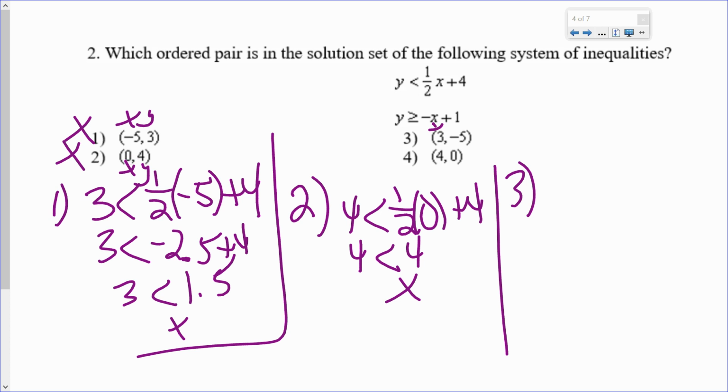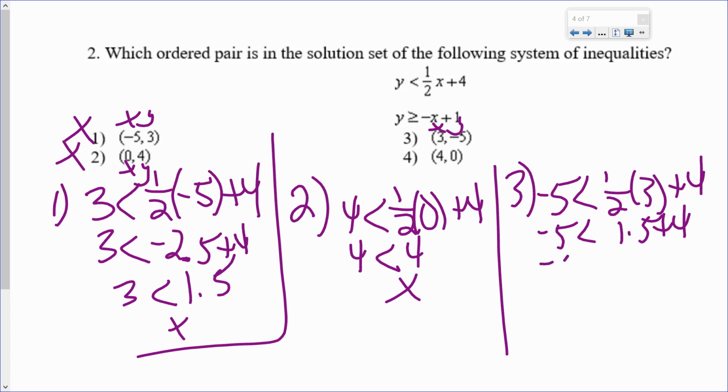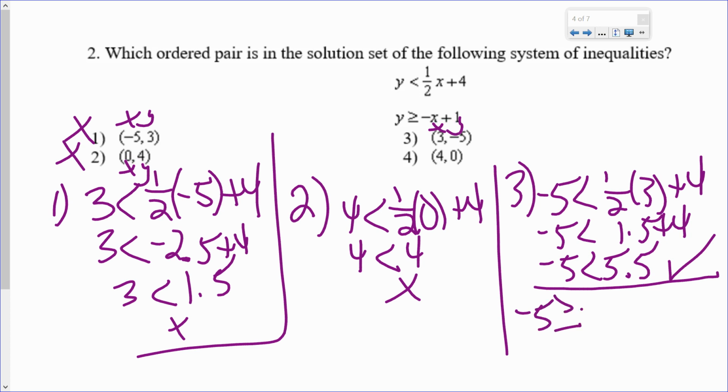Choice 3, X, Y. -5 is less than 1/2 of 3 plus 4. That's 1.5 plus 4. -5 is less than 5.5. Yes, it is. Now I have to try the bottom inequality. -5 is greater than or equal to -3 plus 1. -5 is greater than or equal to -2. It is not. So choice 3 can't be the answer.